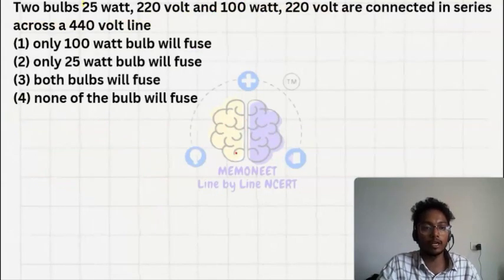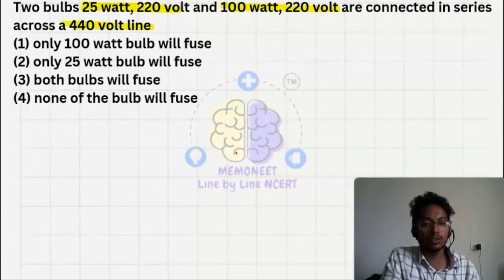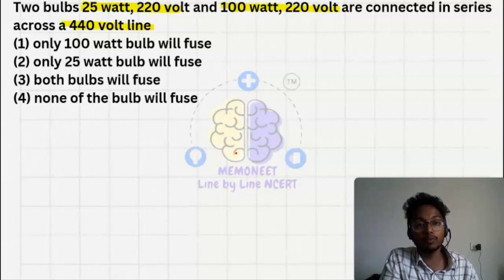Two bulbs, 25 watt 220 volt and 100 watt 220 volt, are connected in series across the 440 volt line. We have to determine which bulb will fuse. So what I can do is measure the maximum current that can pass through the 25 watt bulb and the 100 watt bulb.